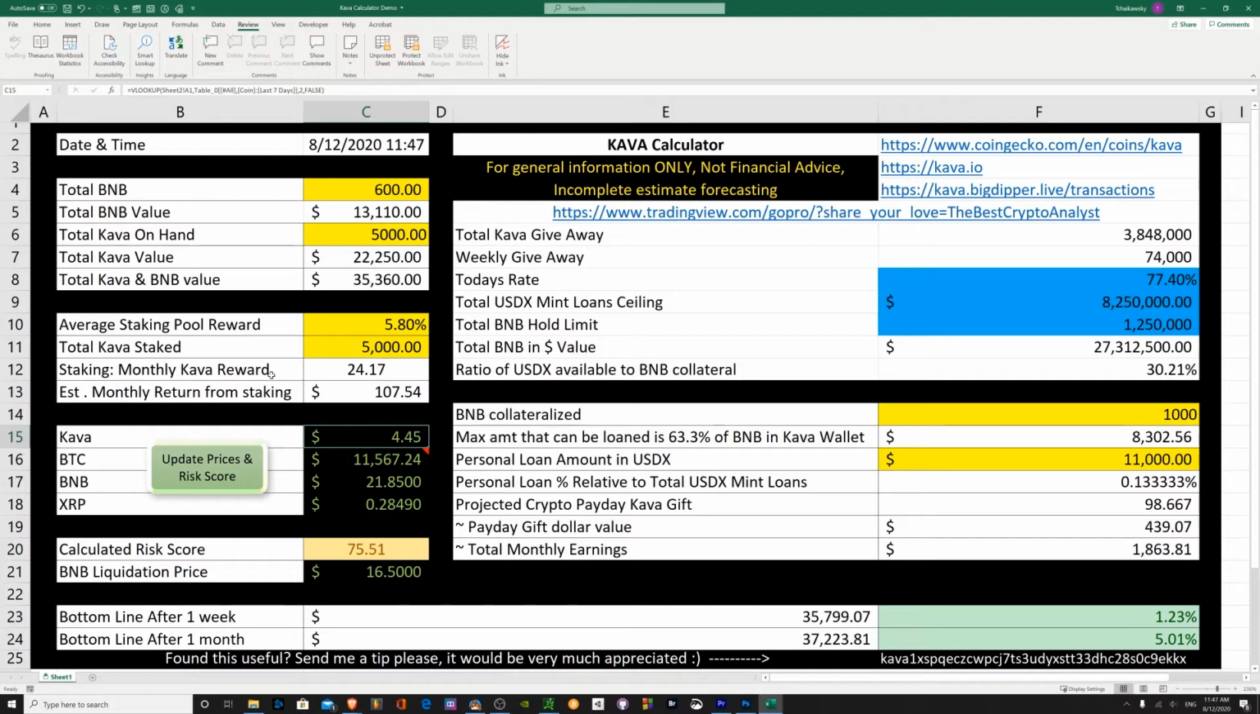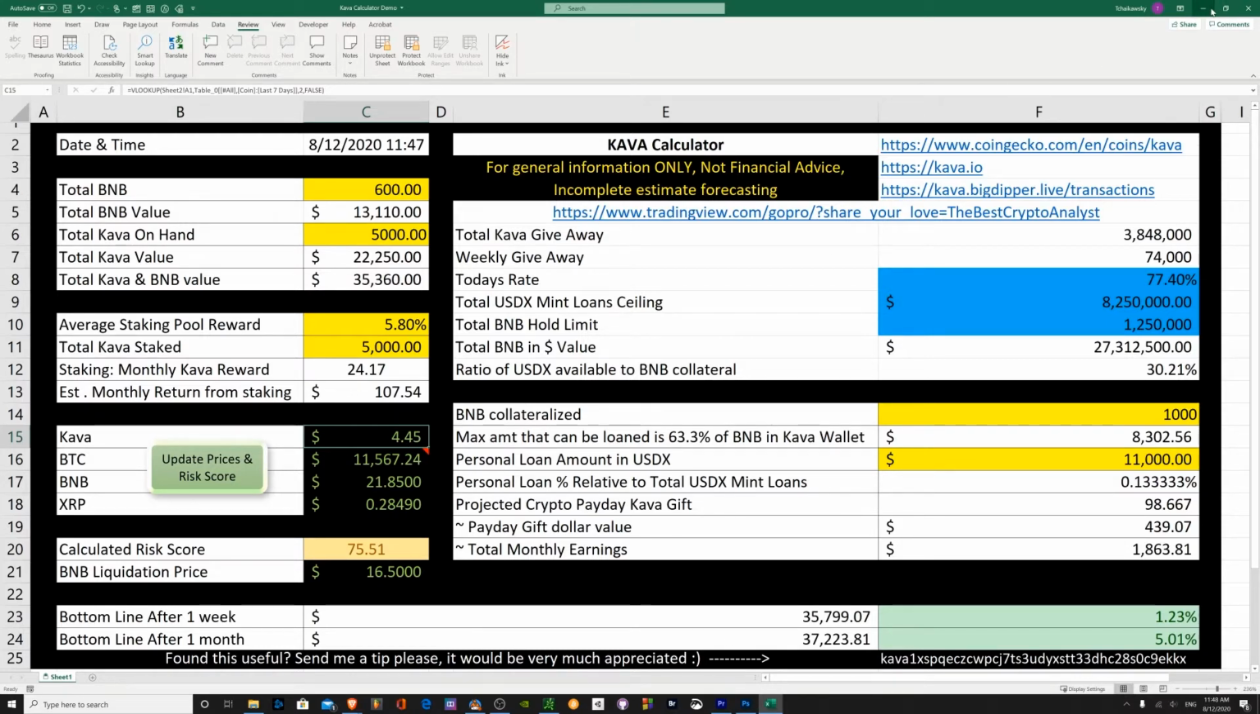So let's say that we were to stake the 5,000 Kava, all of it, that you get a monthly reward of 24.7 Kava, and its current value of $4.45. That would be $107.54 in passive income, approximately. The reason I say approximately is because the value of Kava changes over time.